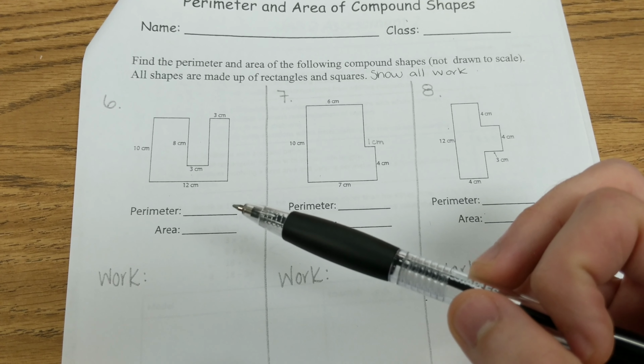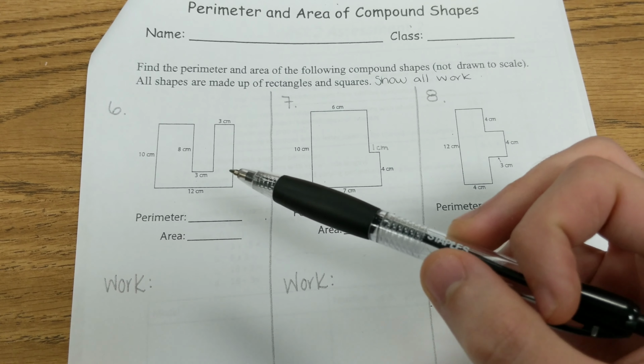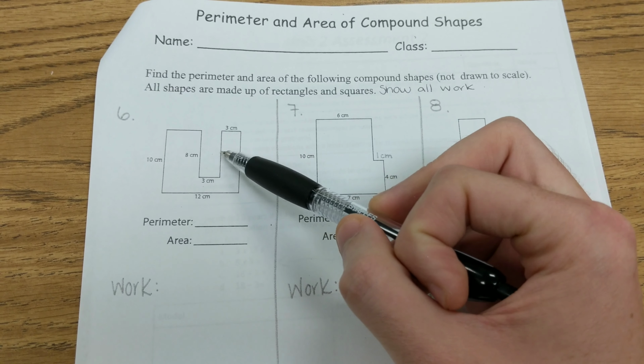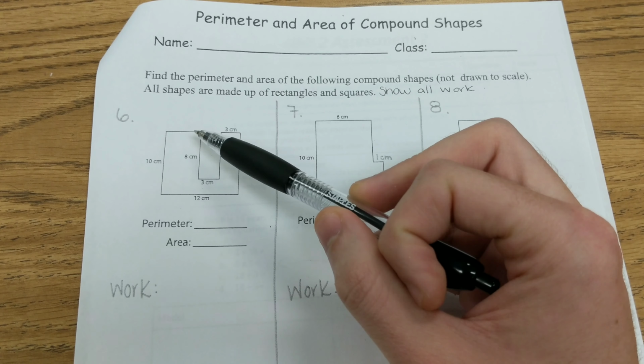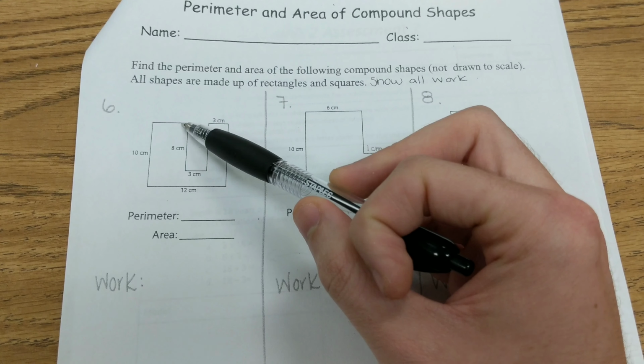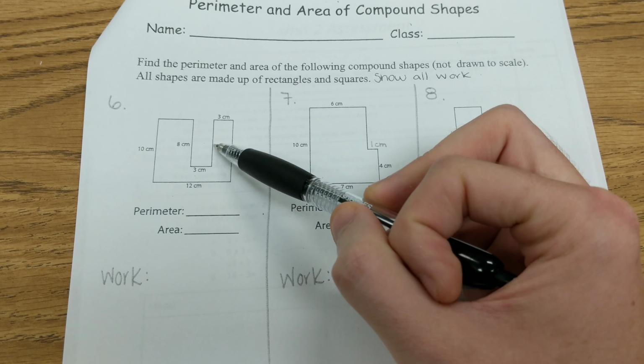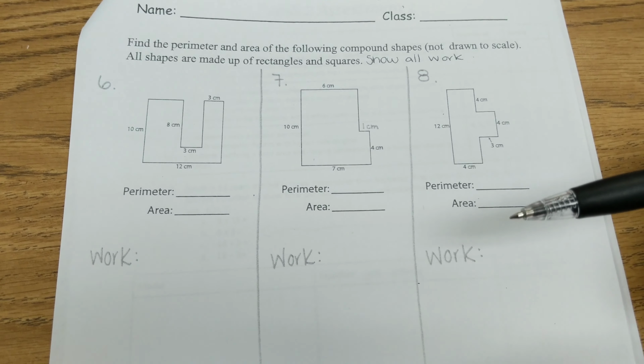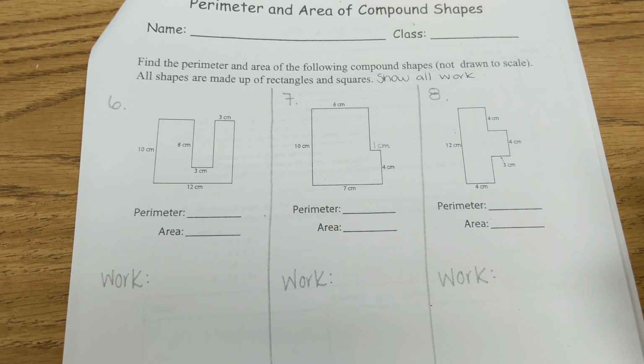Kind of go through it very slowly, making sure that you are looking for any side that might be missing. Start there. Try and label any side that might be missing. For example, on this number 6, you have a side that's missing here, you have a side that's missing here, and you have a side that's missing here. So you have to use what you know about rectangles, opposite sides being equal, that sort of thing to help you figure it out.